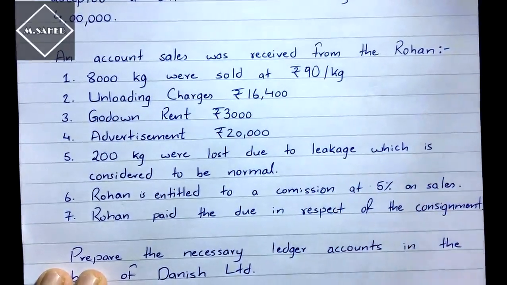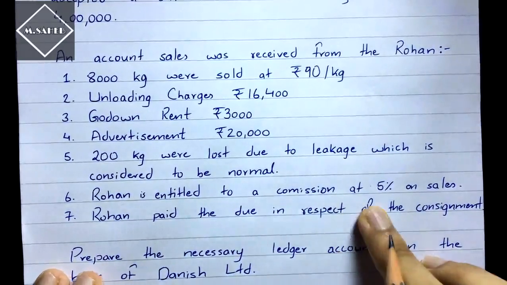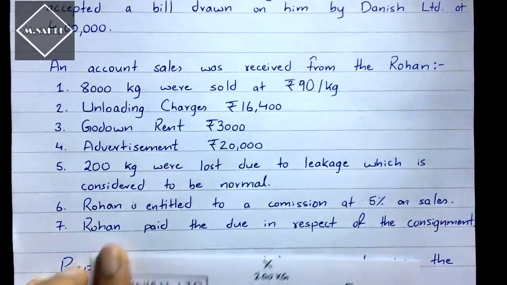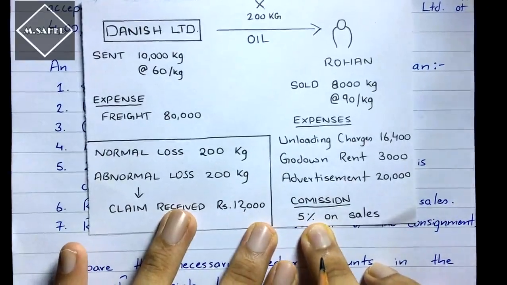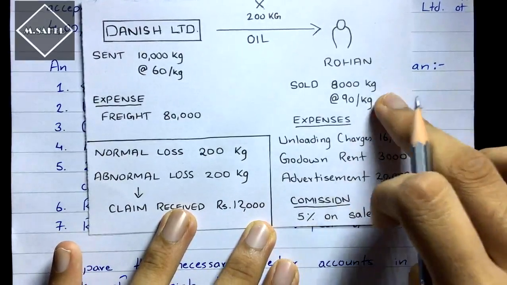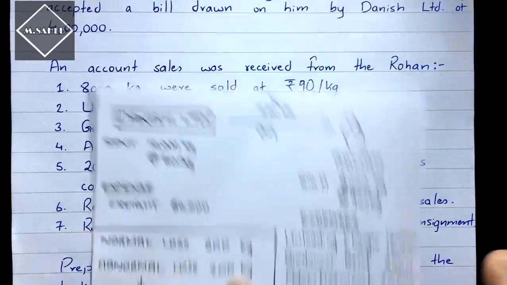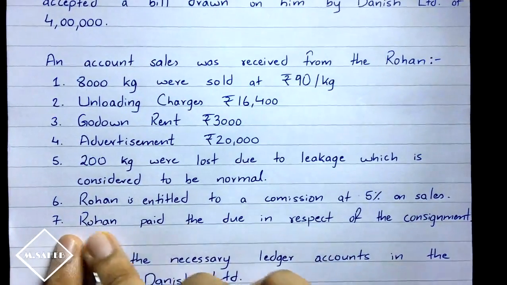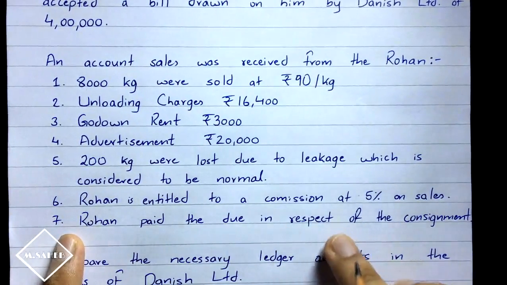Then they have said Rohan is entitled to a commission at 5% on sales. So Rohan is entitled to a commission of 5% on sales. On whatever he has sold, he will get a commission of 5%. And then it is said Rohan paid the due in respect of the consignment.